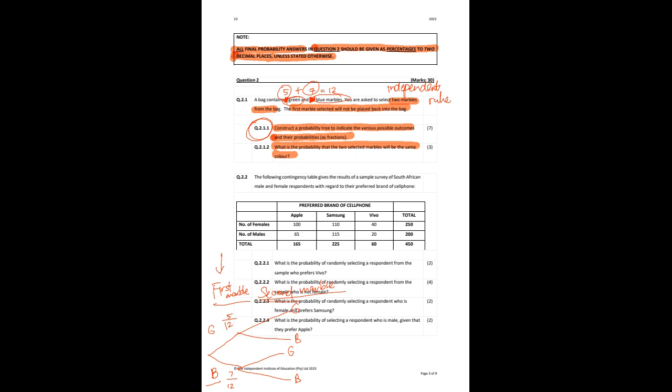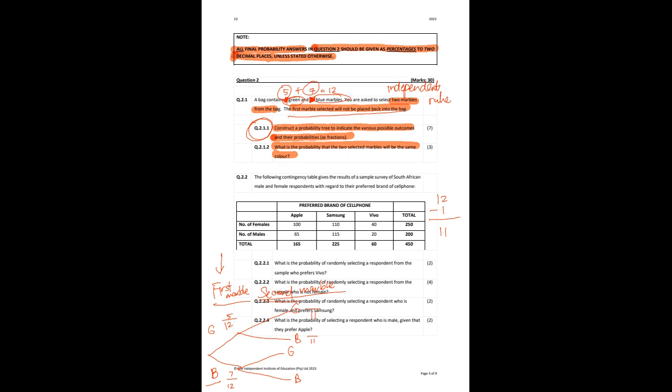Then they said to you that the first marble selected will not be placed back into the bag. I'm just trying to highlight, will not be placed back into the bag. So basically, instead of having 12 marbles, you now have one less. So that's 11. So your denominator for all of these then becomes 11.